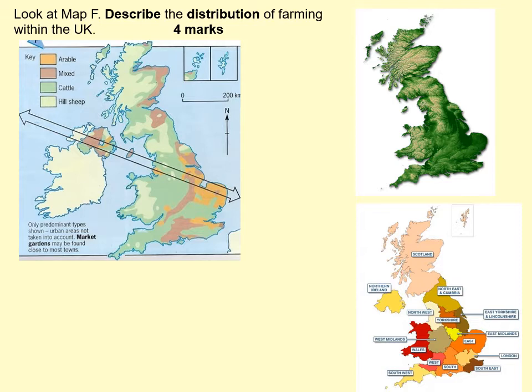It is shown with orange on the map, and we can see that arable farming is mainly found in the east of England and with a tiny little bit of it in Northern Ireland. There is no arable farming occurring in Wales or Scotland because we cannot see any orange on the map. So that's what we need to write.